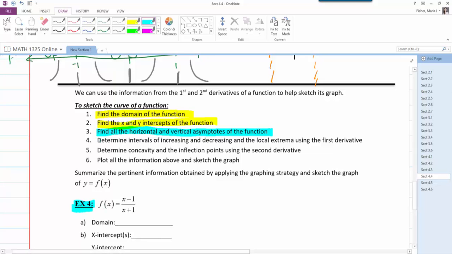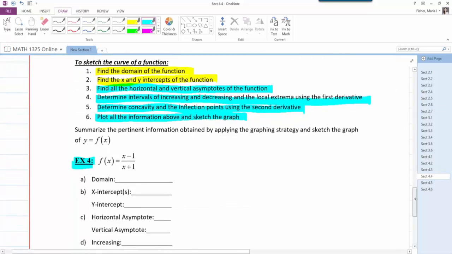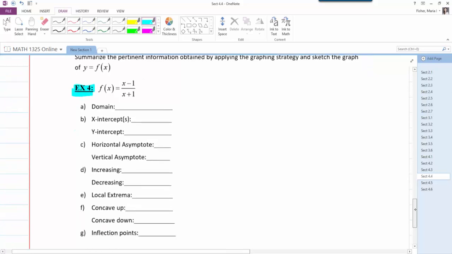Then determine the intervals of increasing and decreasing using our first derivative. Determine concavity using our second derivative. Plot the points and sketch the graph. All of that is going to be the same. So we're going to find all that information so that we can sketch the graph of number 4. So example 4 is x minus 1 over x plus 1.